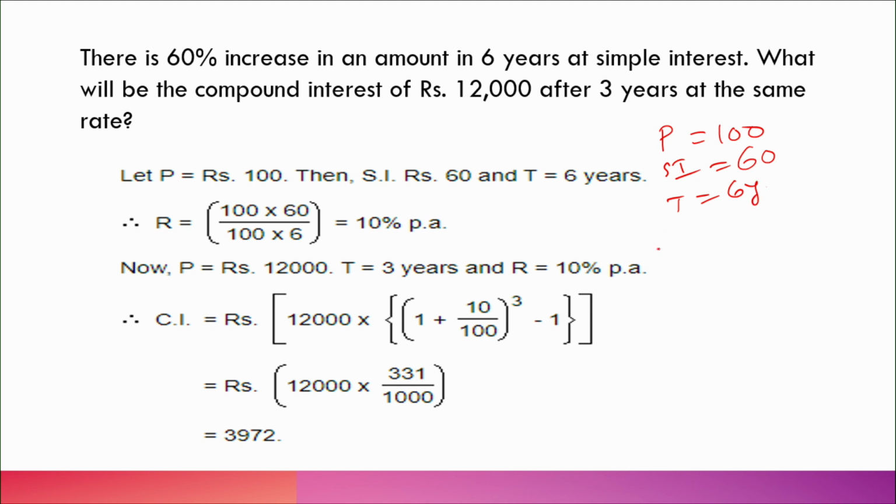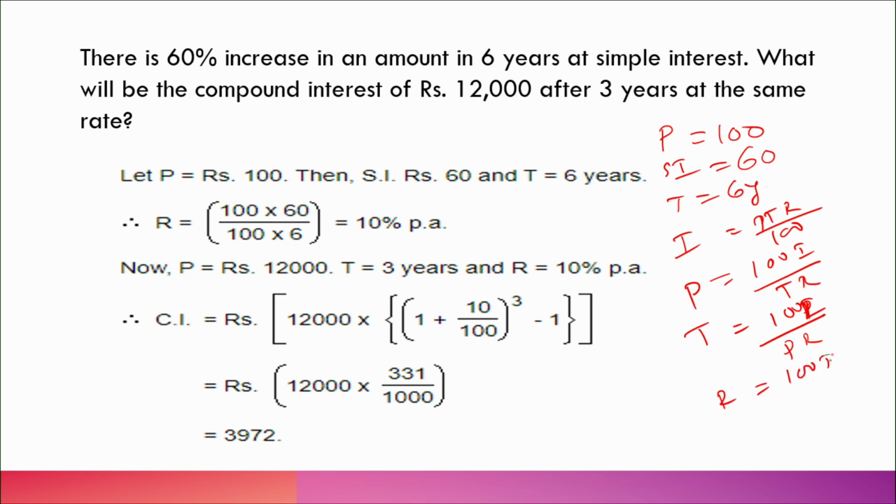So we can say it simply as PTR by 100. Now we can say those things here. I is equal to PTR by 100, and P is equal to 100 I by TR, and T is equal to 100 I by PR, and R is equal to 100 I by PT.